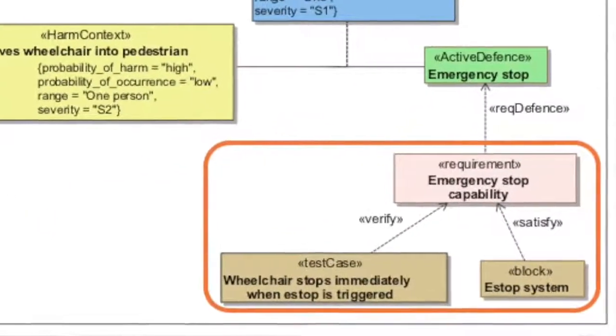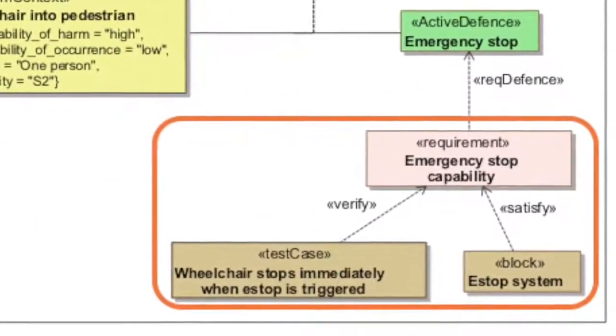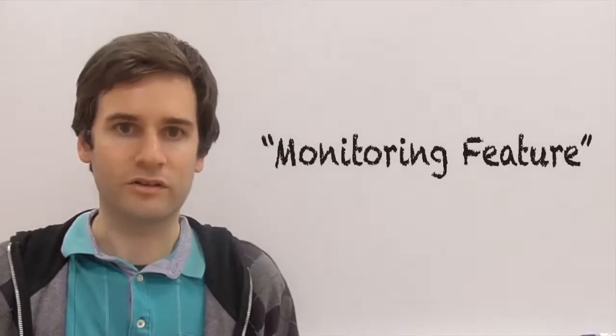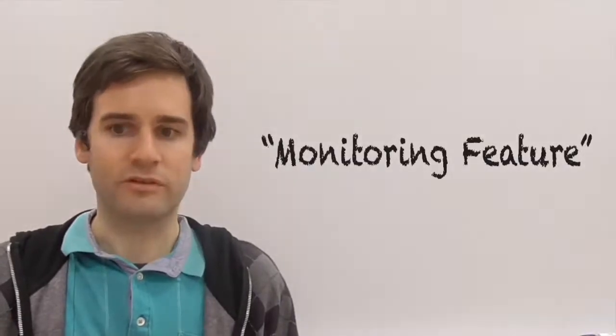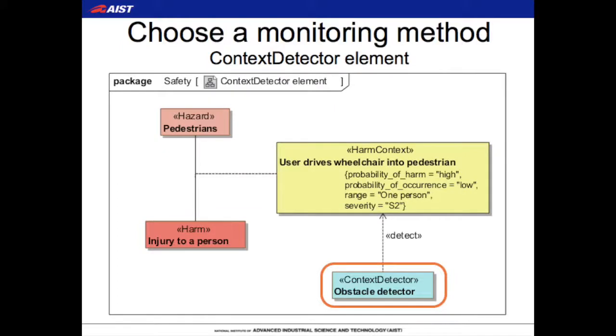So next I'm going to look at how I'm going to activate my emergency stop. And to do this, I need to have a monitoring feature in my system. This monitoring feature is represented by the context detector element, which I've added to the diagram in the bottom here, represented in blue. And what this does is it's an obstacle detector, so it detects when obstacles, in this case pedestrians, become too close to the wheelchair. And so that is what we define as our hazardous situation.